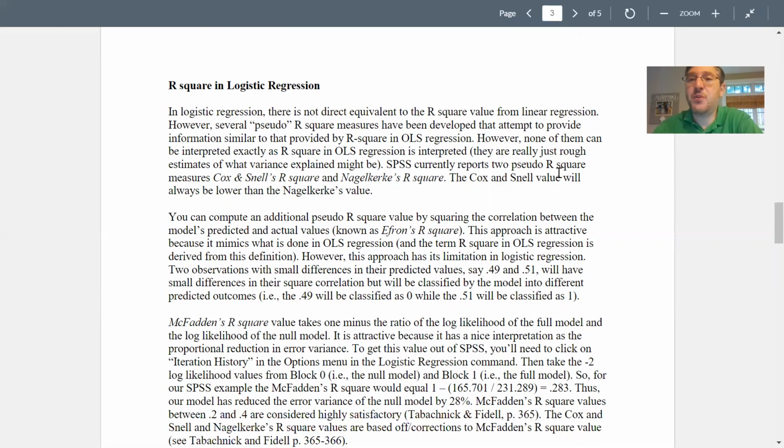SPSS currently reports 2 pseudo R-square measures for you by default. And then here I'll show you how you can calculate 2 additional ones. The Cox and Snell R-square value. And then I always butcher this name, so I'm not going to even try. Which is really an adjustment to the Cox and Snell R-square value. And then this Nagelkerke R-square value will always be a little bit higher than the Cox and Snell value.